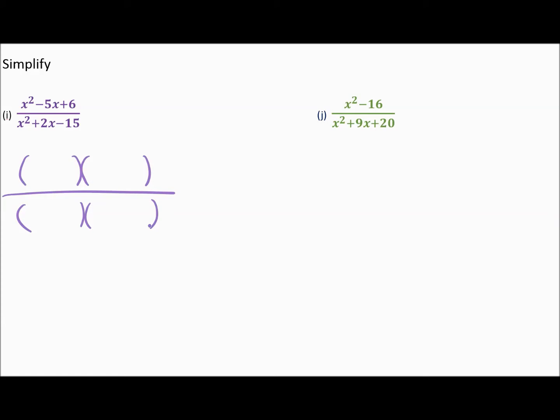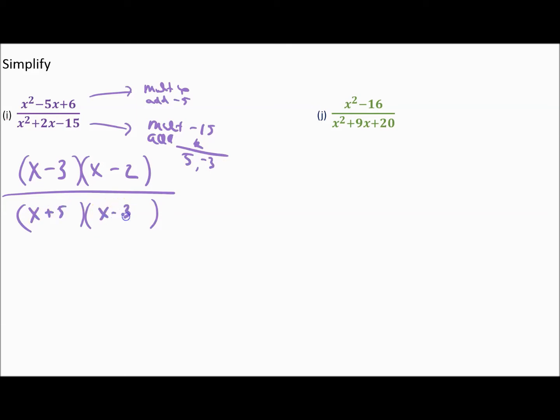Okay. The good news is these both have a leading coefficient of 1. So on the top, we need numbers that multiply to be 6 and add to be -5. And that would be a -3 and a -2. So my factors are x minus 3 times x minus 2. And the denominator, we're trying to find numbers that multiply to be -15 and add to be +2. That's a +5 and a -3. So I have x plus 5 times x minus 3.